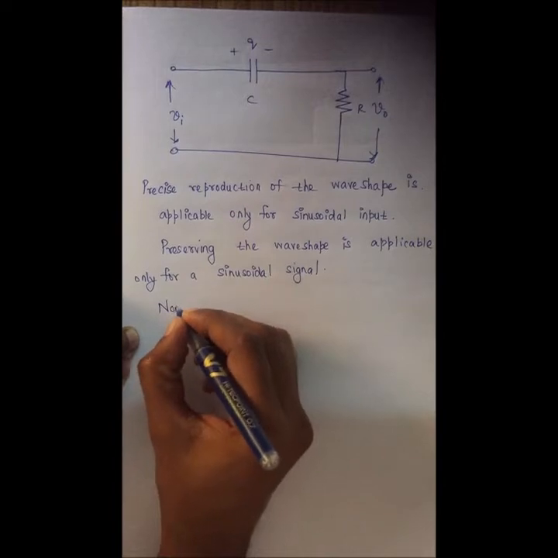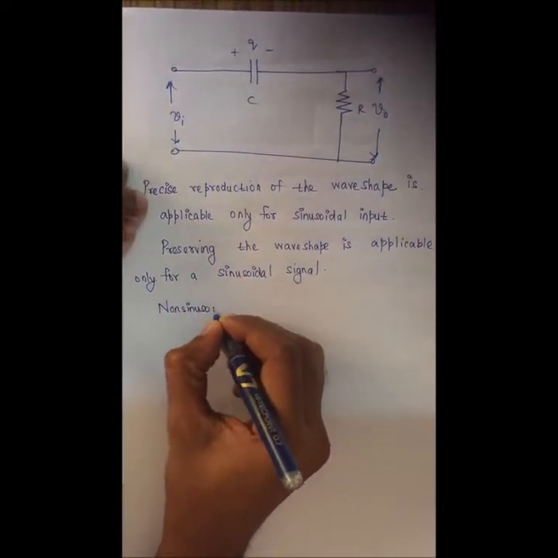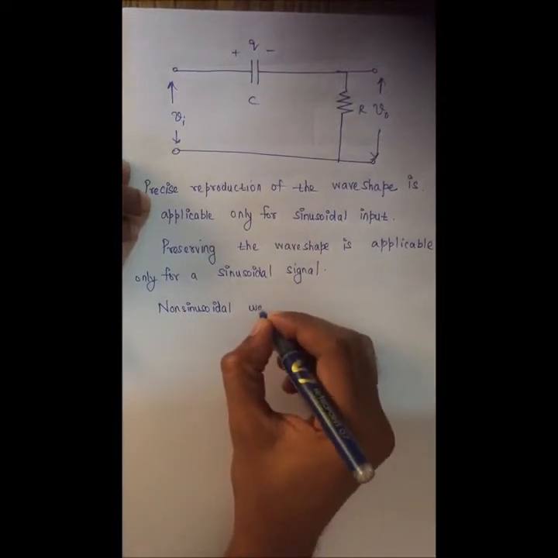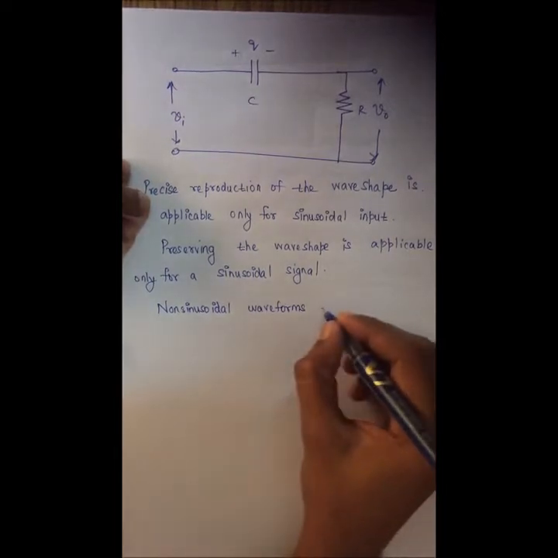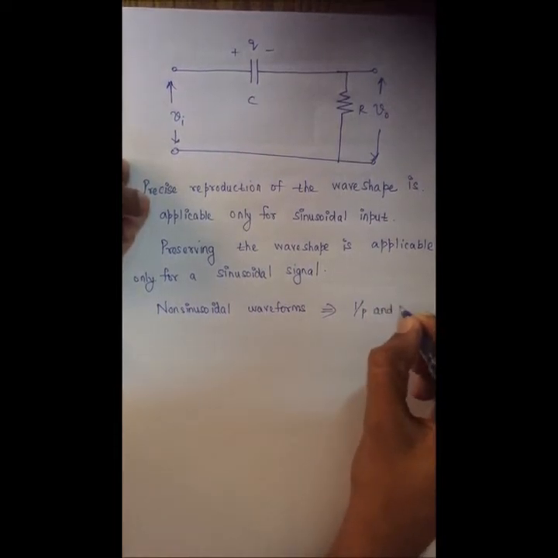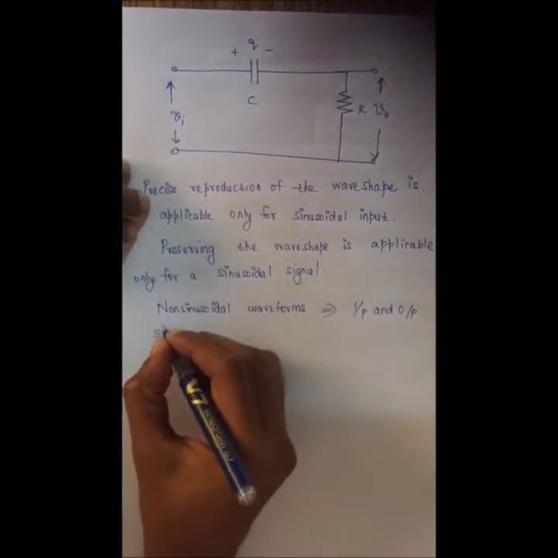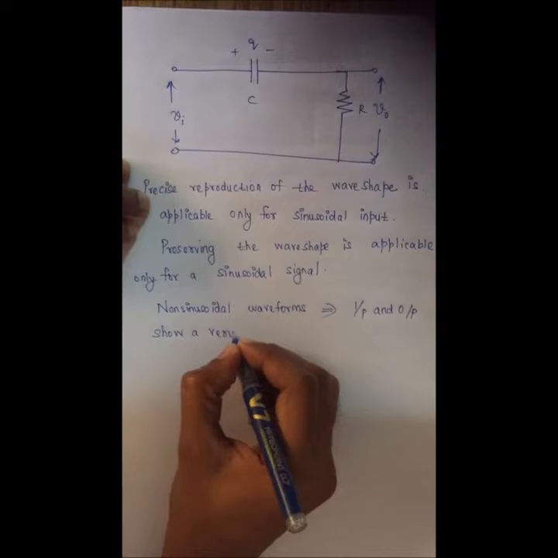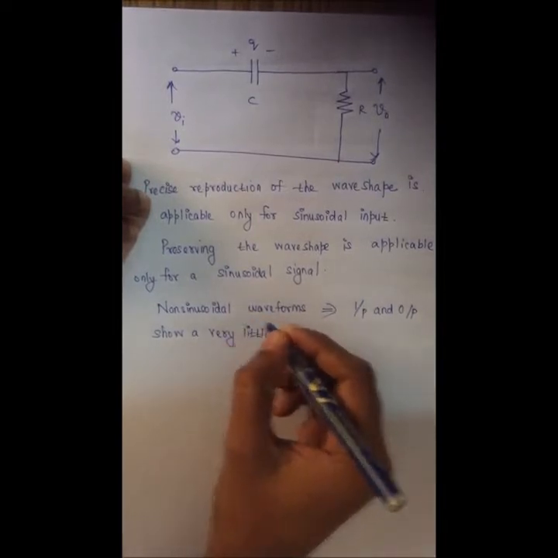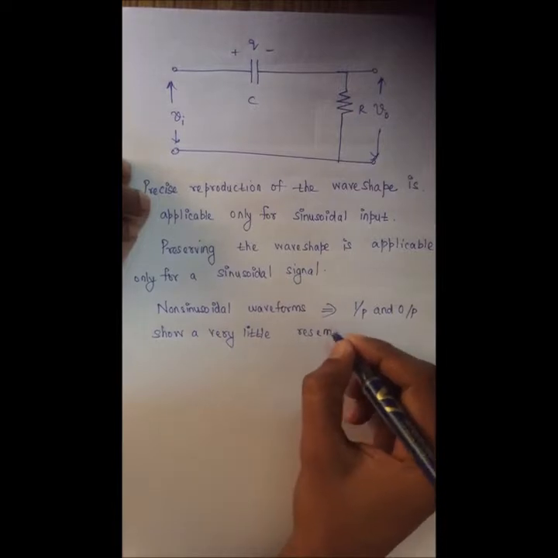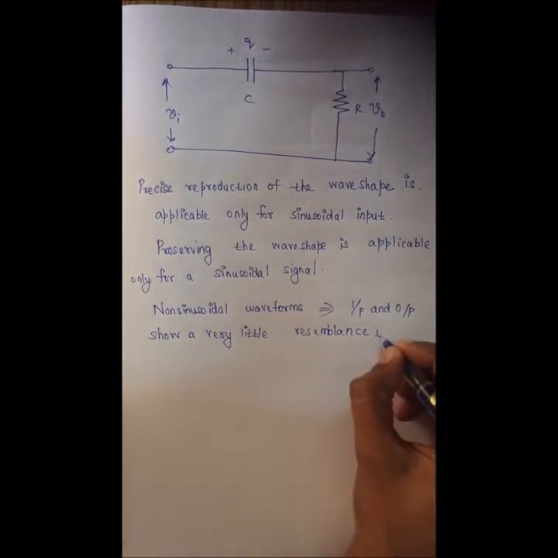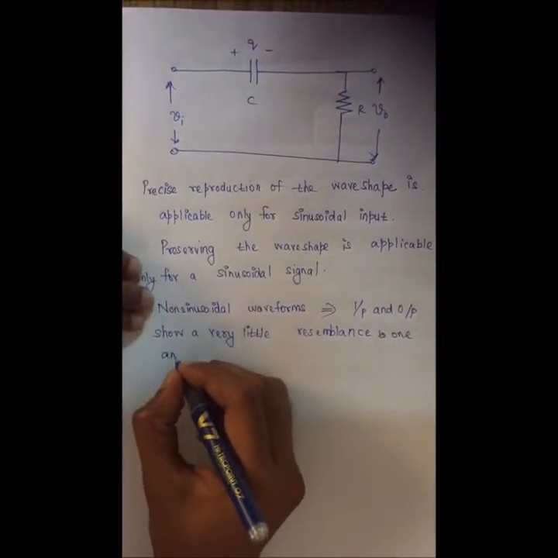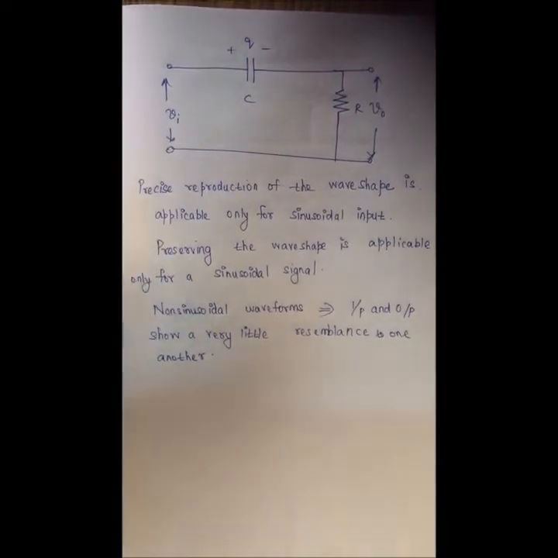So for a non-sinusoidal waveform, the input and output show very little resemblance to one another. So you should understand this concept very clearly.